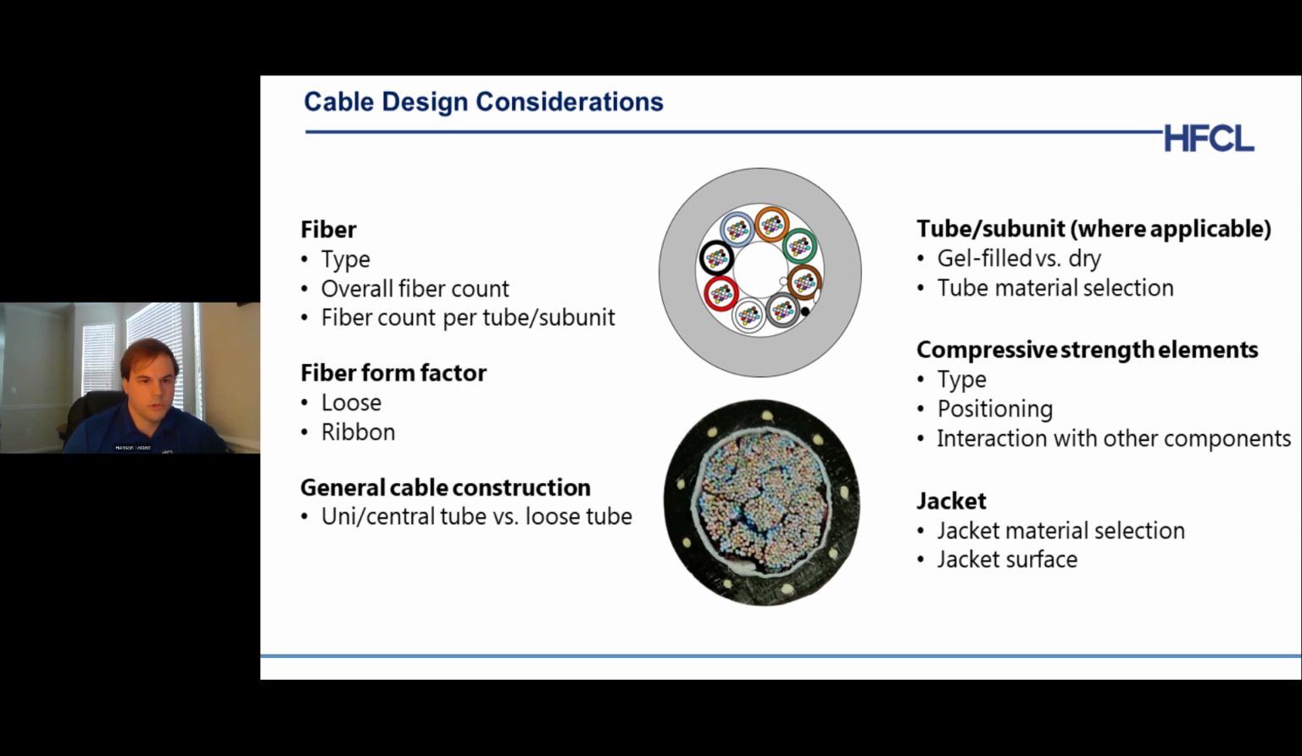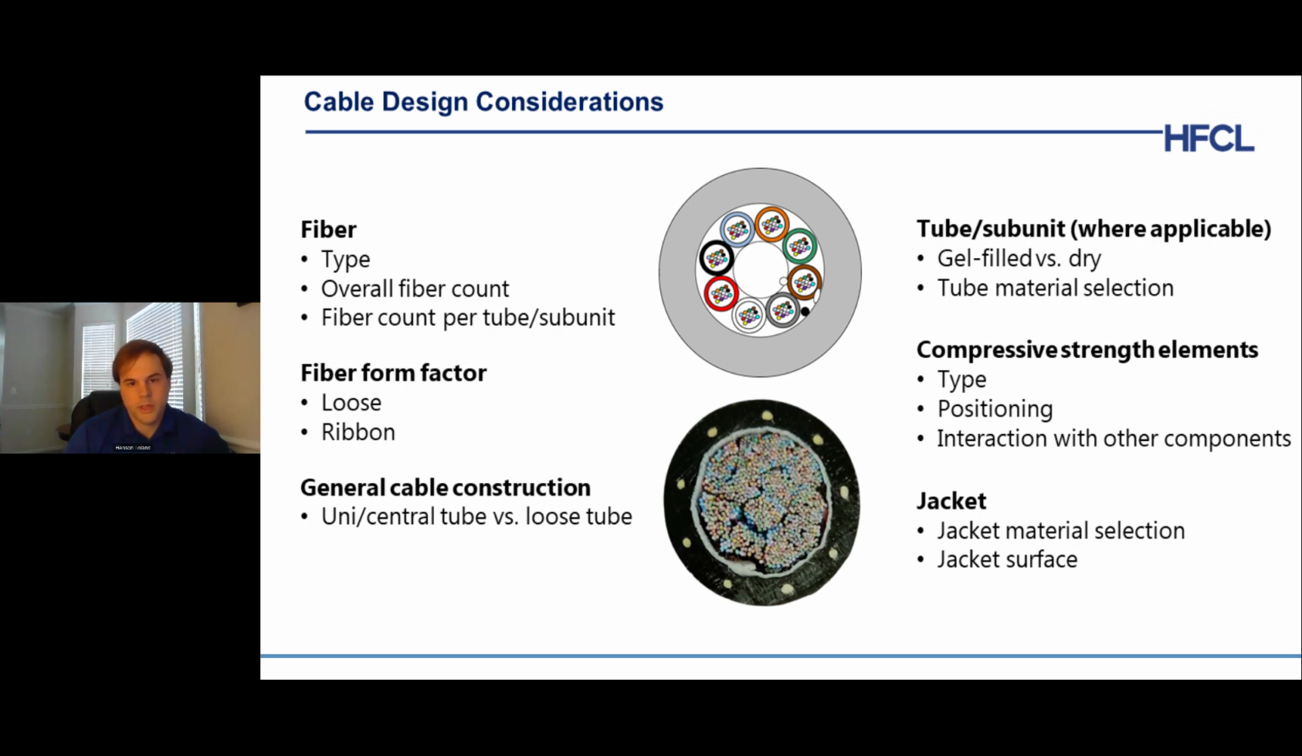So your traditional loose tube, you're going to typically use loose fiber. Ribbon, what's becoming used more and more is the use of intermittently bonded ribbon. So the bottom picture here is a unitube type design with this intermittently bonded ribbon, or what we're calling IBR within HFCL. So you can see the two different generalized cable constructions, this unitube or central tube versus the loose tube type configurations. And then continuing looking at loose tube, gel filled versus dry.